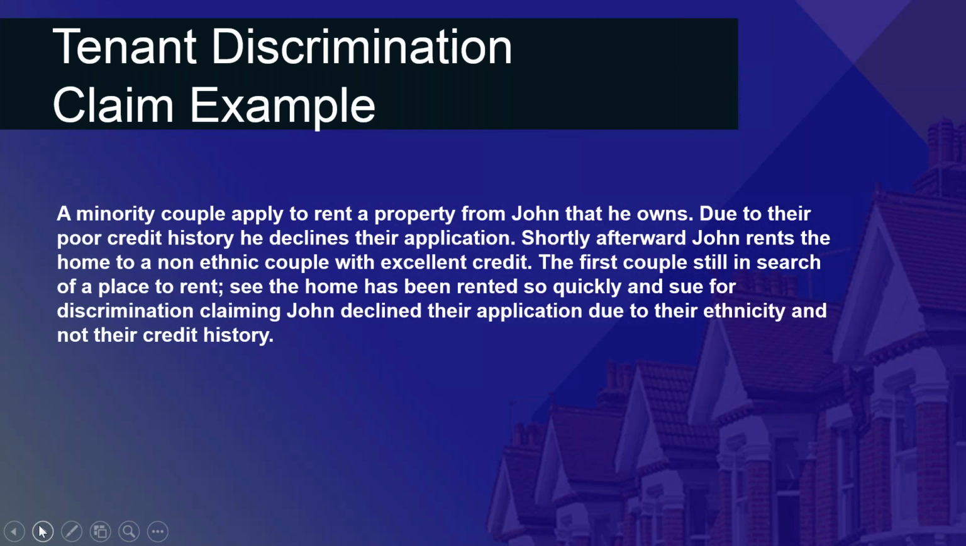but this one has to do with credit checks, and with someone who owns the property he's managing. A minority couple applied to rent a property from John, which he owns, but he declined their application due to their poor credit history. Then he rents it to a non-ethnic couple with excellent credit. The first couple, still in search of a place to rent, see that this home was rented so quickly, and they sue John for discrimination, claiming he declined their application due to their ethnicity and not their credit history. Now, even if John has full, proper documentation of when he ran the credit checks, the minute they allege a fair housing violation based on race, if John doesn't have this coverage, he's going to have to defend himself.